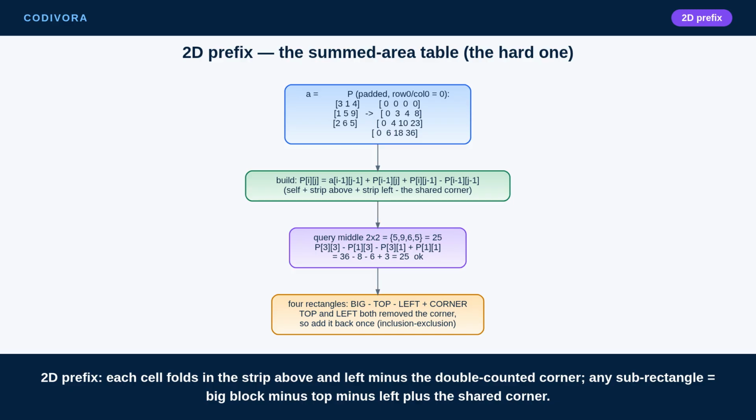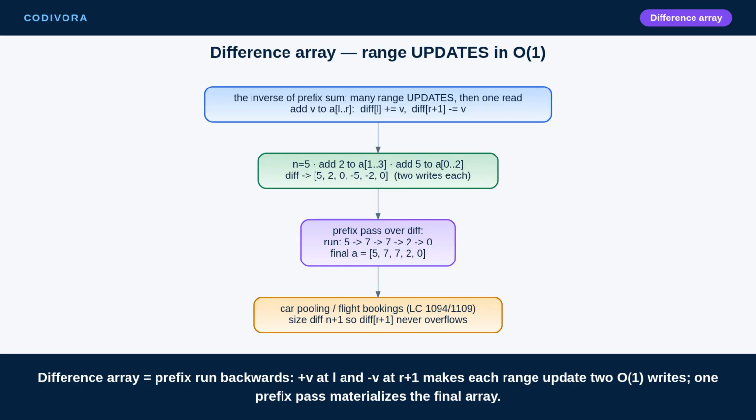Minus top, minus left, plus corner. The corner always comes back. The inverse tool, the difference array.